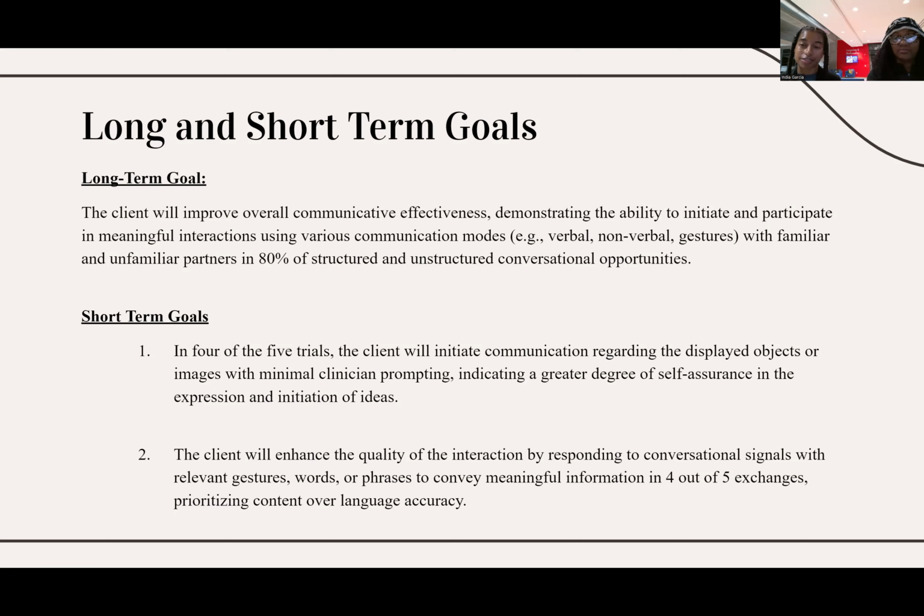Eye contact. Of course, eye contact. Words or phrases like yes, no, if they have short phrases, and we're still working on that to build up to longer words. That's totally great. But yeah, these are the short-term and long-term goals that we have, and we'll continue now.